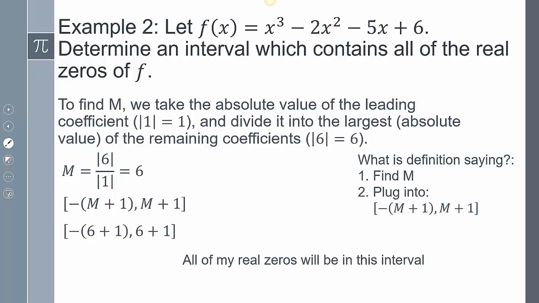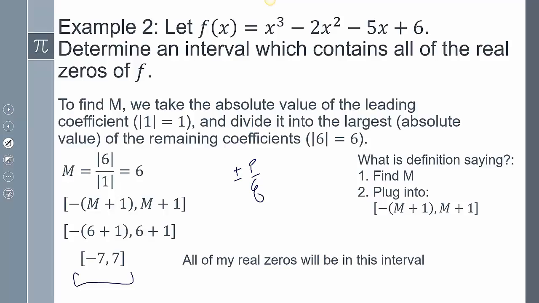So I get negative 6 plus 1, and then 6 plus 1, and so that's going to give me negative 7 to 7. And so all of these are going to be the real zeros on that interval. Now just remember, one of the nice things about this is the fact that if I do my p's over q's, if I ever get a p over q that's outside that bound, ignore it.